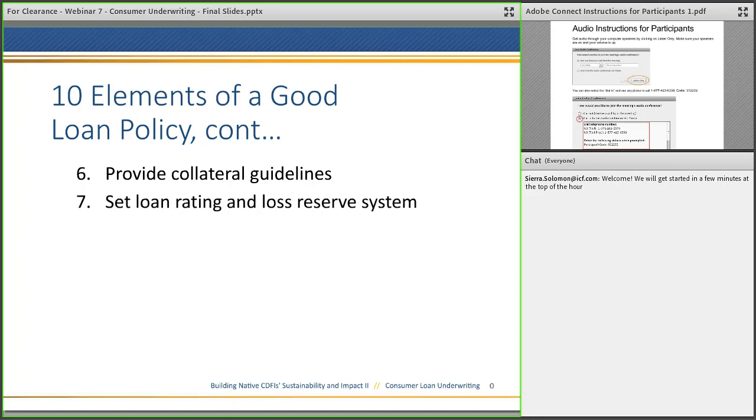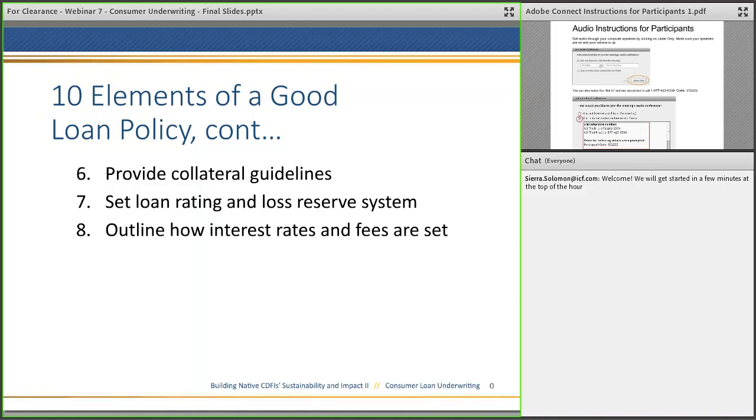The next section is set loan rating and the loss reserve system. So how will you risk rate your loans? What is the scoring grid? And you want that all included in the policy in this section. How will you calculate your loan loss reserve? And how often will you allocate loan loss reserve and who will approve it? So those are all things to consider and make sure that's documented in this section.